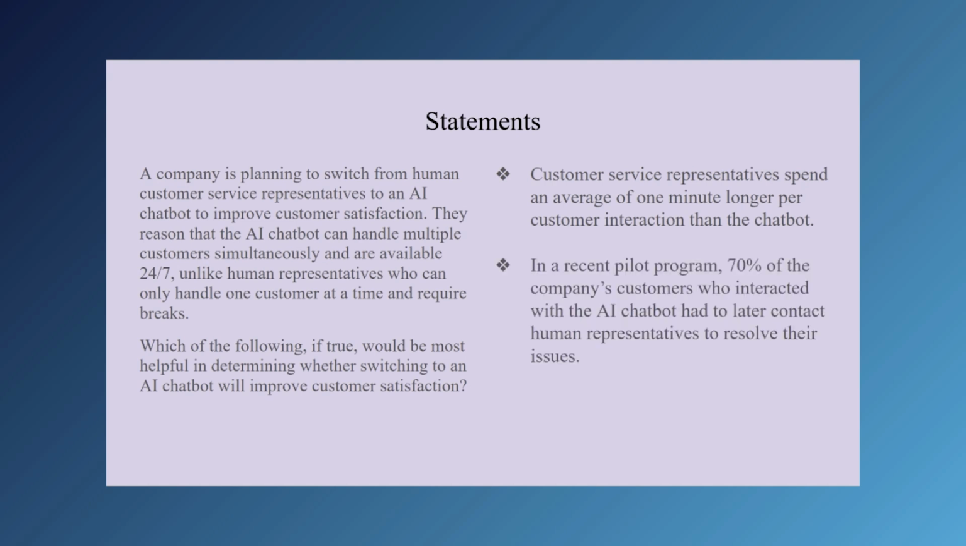Compare that to this one. In a recent pilot program, 70% of the company's customers who interacted with the AI chatbot had to later contact human representatives to resolve their issues. I would absolutely notice if I had to call a company back because my issue wasn't resolved correctly the first time. Choice B implies that a strong majority of customers aren't able to resolve their issue with the chatbot at all and end up needing to talk to a human representative anyway, but now with more steps involved.